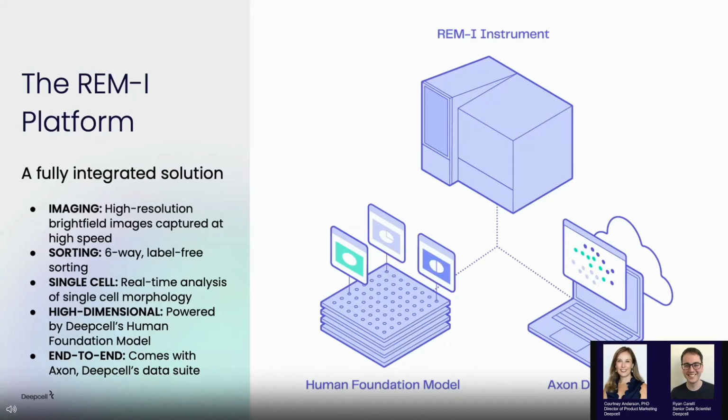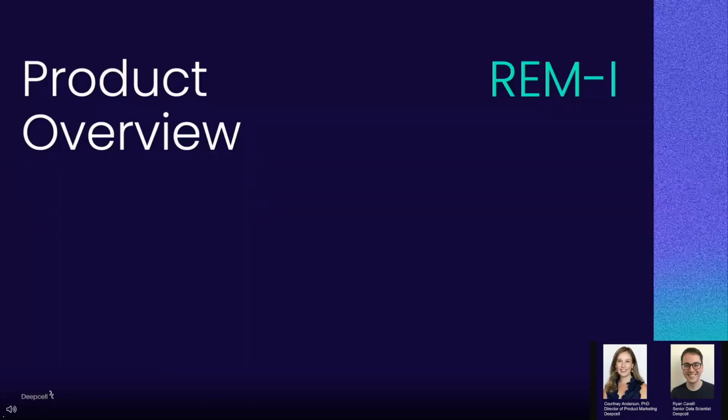Furthermore, you can collect these viable, minimally perturbed cells for downstream analysis, such as single-cell RNA sequencing. And it is an end-to-end solution with our Axon data suite, which enables real-time data visualization and analysis from cell images obtained on the REM I instrument. So let's dive into each of these components a bit more.